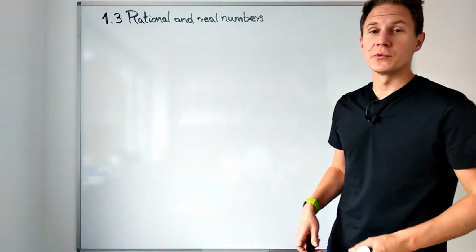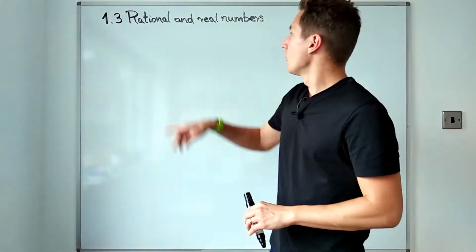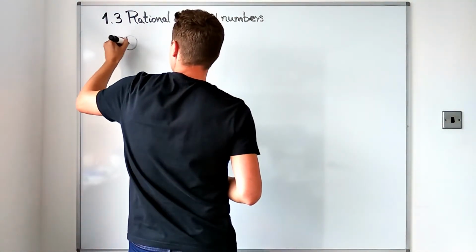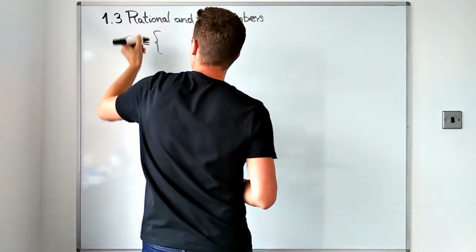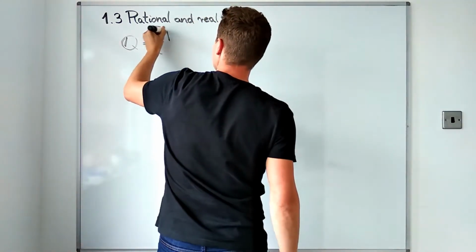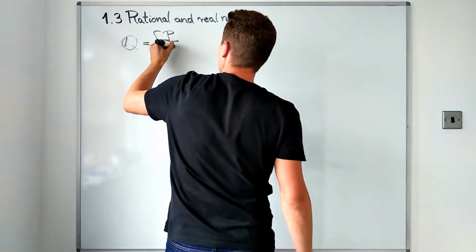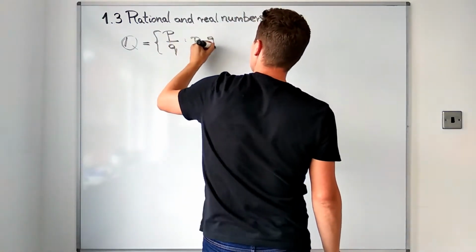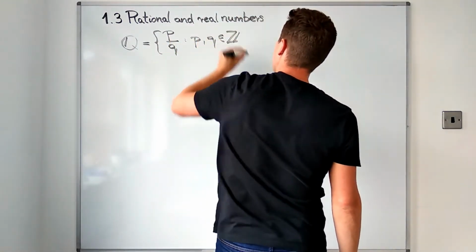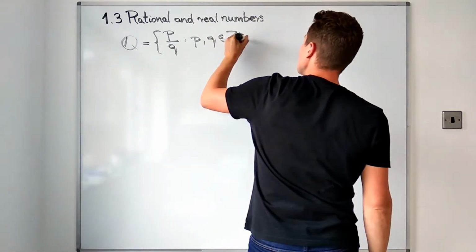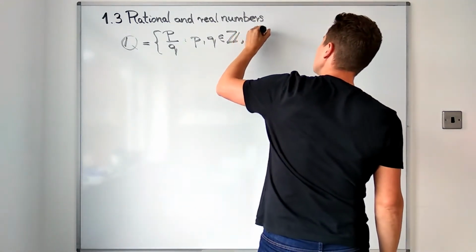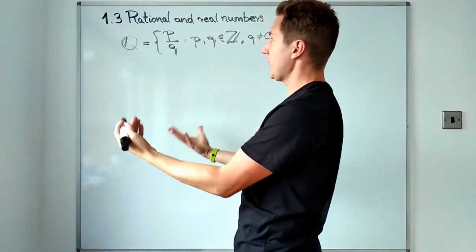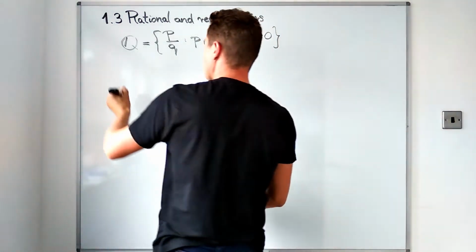In this video, I'm going to remind you of some of the basics of rational and real numbers. You might remember that the set of rational numbers is denoted by Q and consists of ratios of integers. So p and q are integers, are numbers from the set of integers. And of course, we don't want to divide by 0, so q shouldn't be equal to 0. So we have these fractions making up the set of rational numbers.